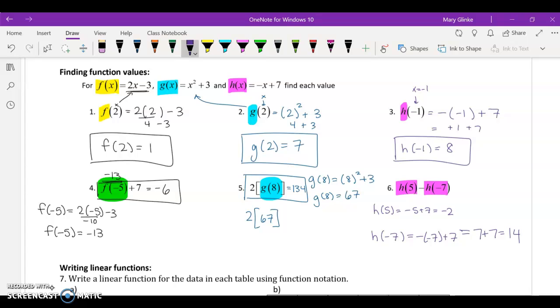So h of 5, we got -2 back out, minus h of -7 was 14. So when we do -2 minus 14, I get -16. So we can use our function notation to evaluate different inputs and outputs and then use those.